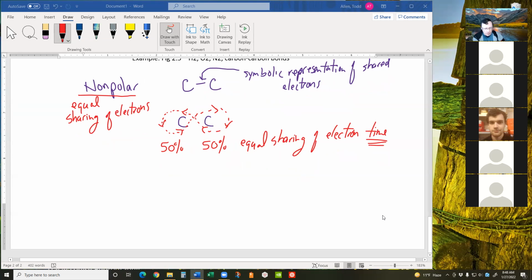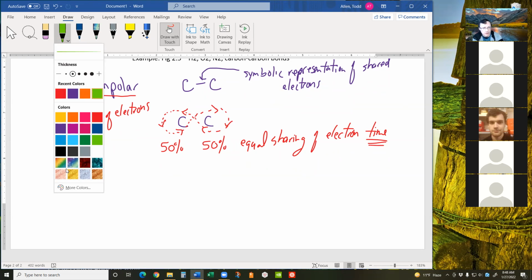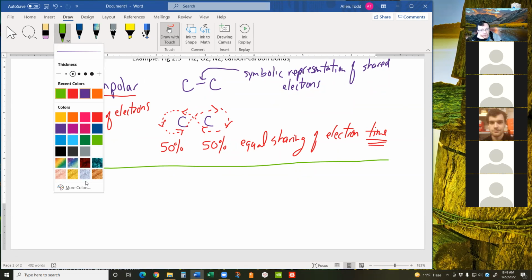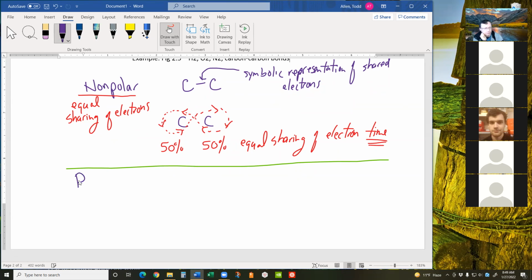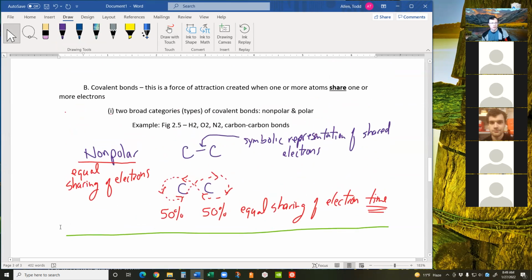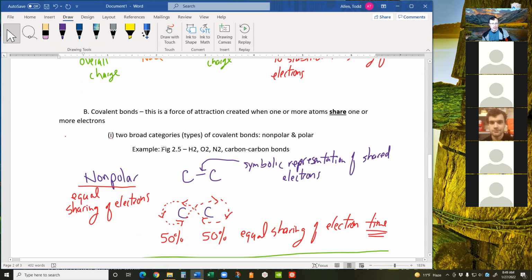So to complete this topic, let me change gears a little bit and talk about the polar covalent bond circumstance. Polar covalent bond, let me have a dividing line here. Polar covalent bond would be something like this. Hold on a sec, I want to make your notes a little bit cleaner, so I'm going to go down to the next page. Okay, so we now have an example here of nonpolar bonds, and you can take a look at those.